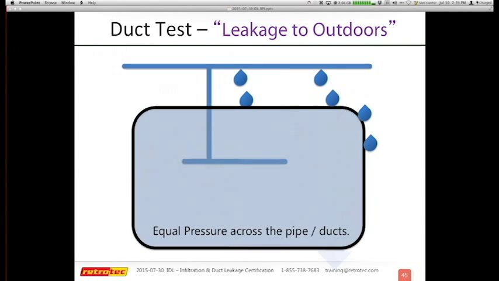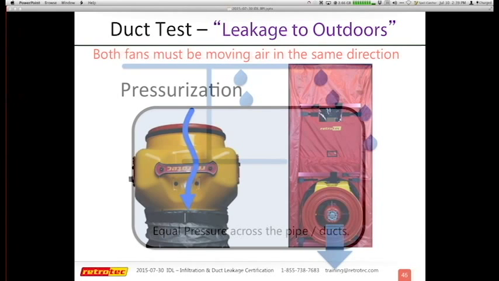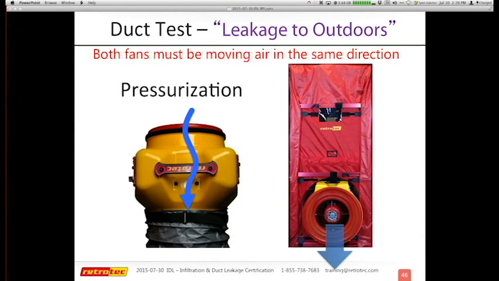My goal is to find out what outside the envelope is the leakage. A couple of things to remember when you're doing that: whatever way one fan is, the other fan must be doing the same thing. So if I'm pressurizing the duct system, I must be pressurizing the house. They must be moving air in the same direction. That's one of the always confusing things that happens.